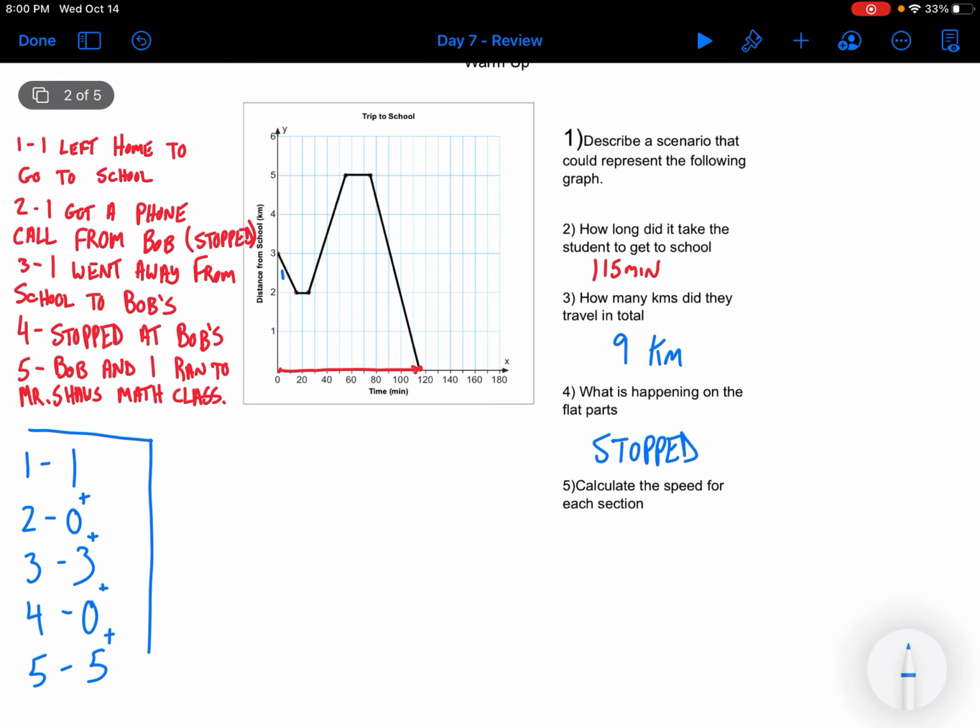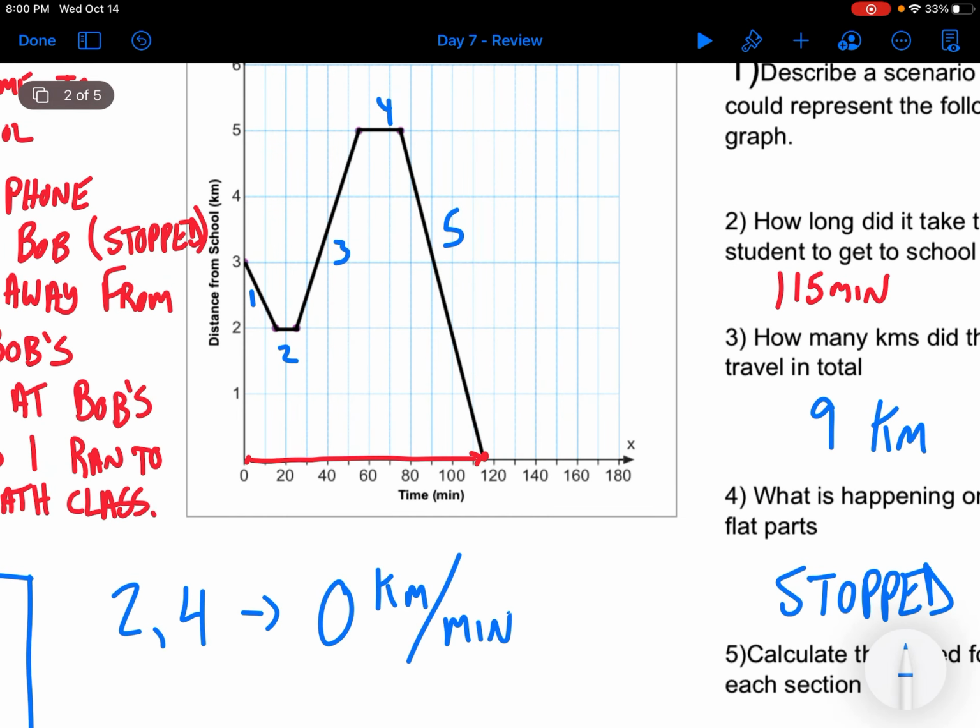We've got 1, 2, 3, 4, 5. We know in sections 2 and 4 we've stopped, so that's 0. What are we doing? Kilometers per minute are our units. I'm getting my units from the y over x.